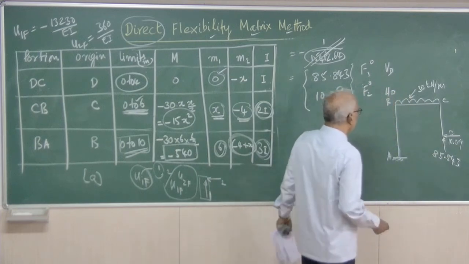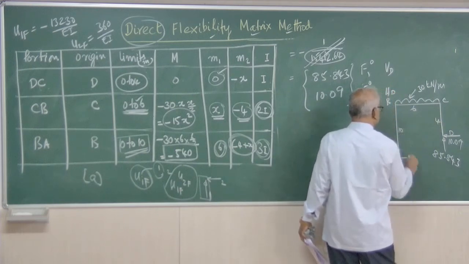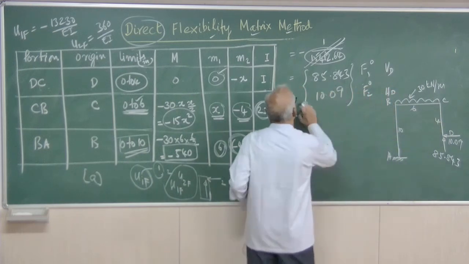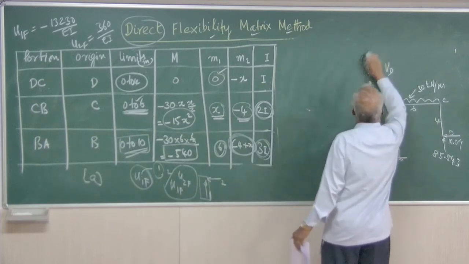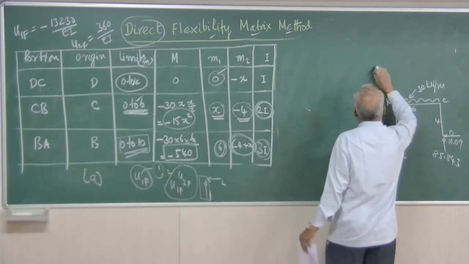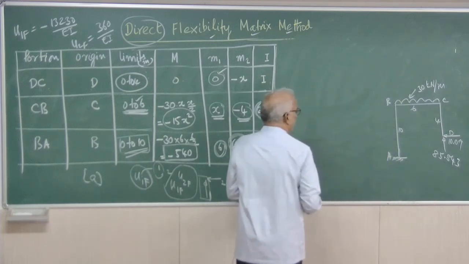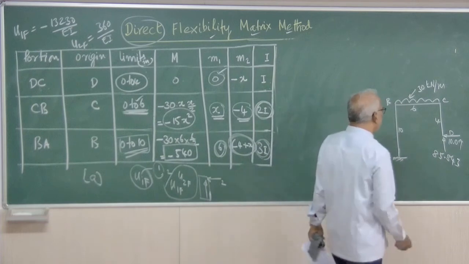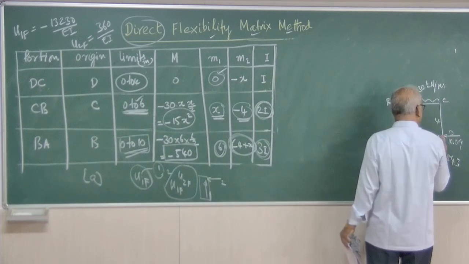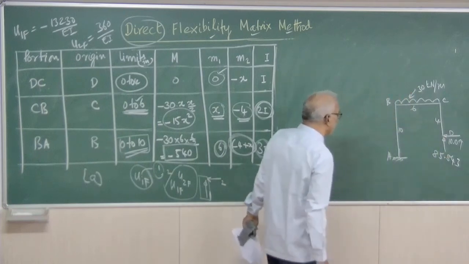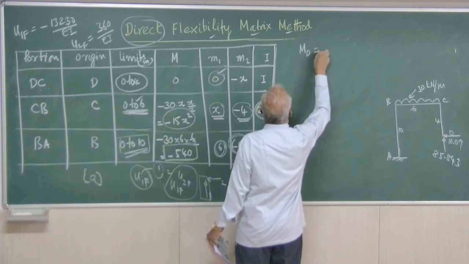The dimensions are 4 meters, 6 meters and 10 meters. Here D is hinged, and moreover these two forces will not cause any moment about the point D. Therefore, MD is 0.